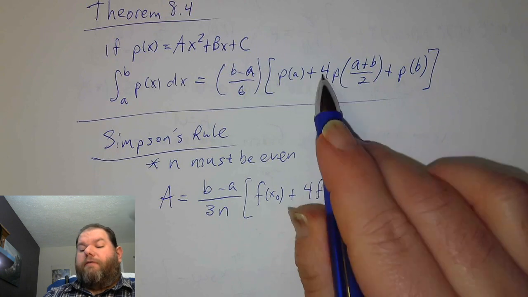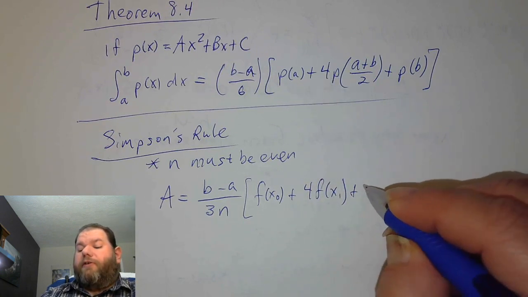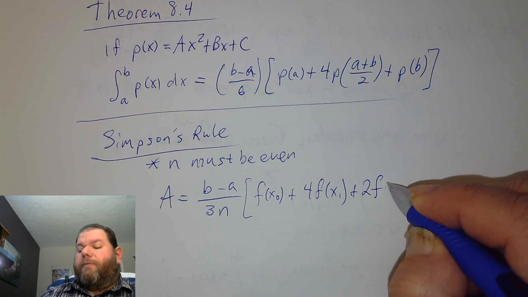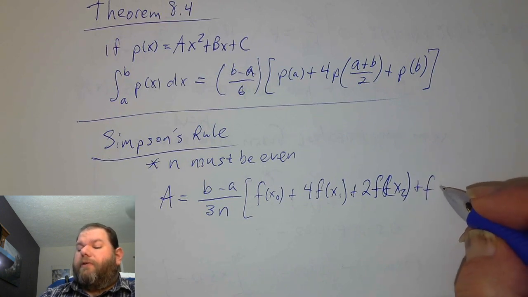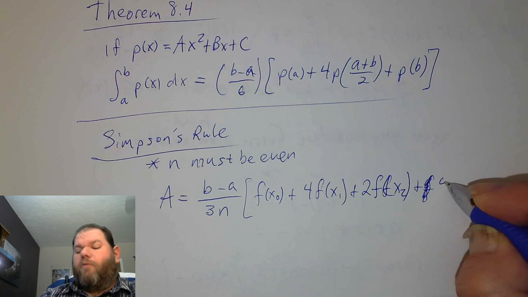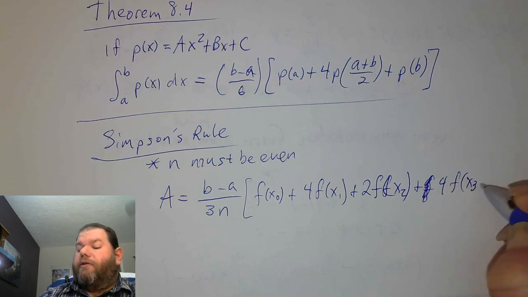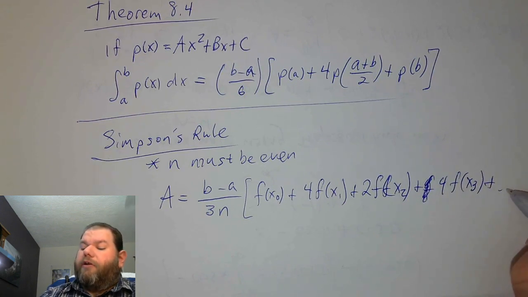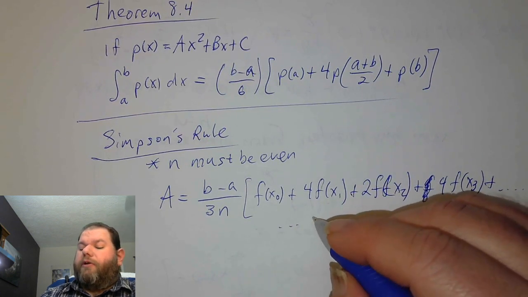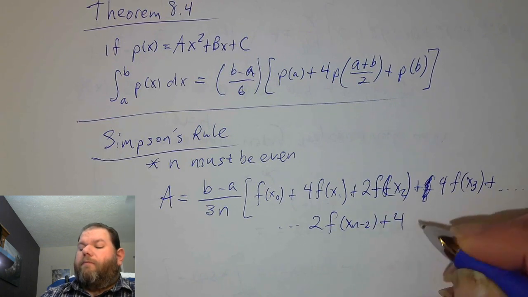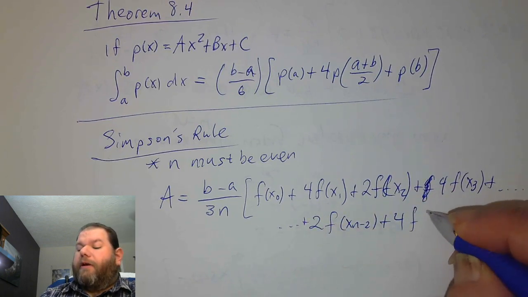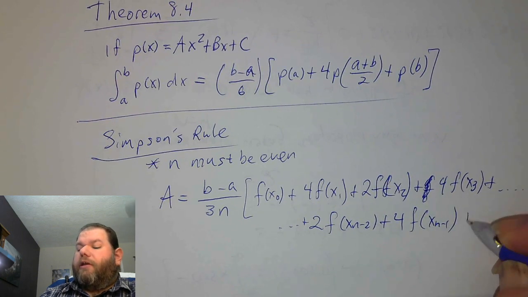This 4 actually comes from the fact that we have a 4 here. Now what's interesting is that next we have a 2 times f of x2, sorry, plus 4 times f of x3, and we keep going like that. We'll get 2 times f of x(n minus 2), 4 times f of x(n minus 1), and then plus f of xn at the very end.